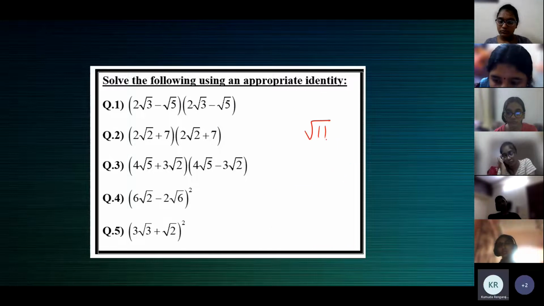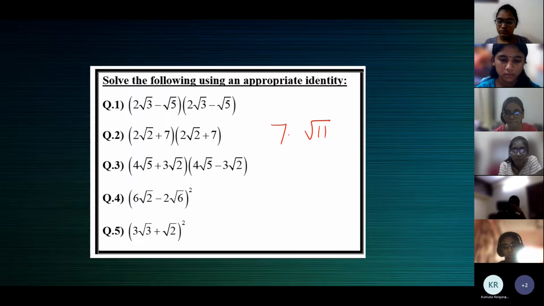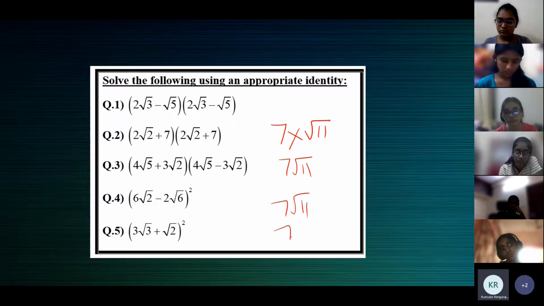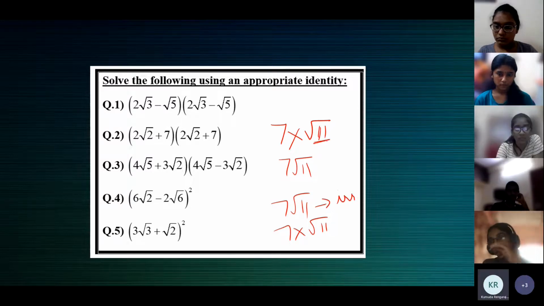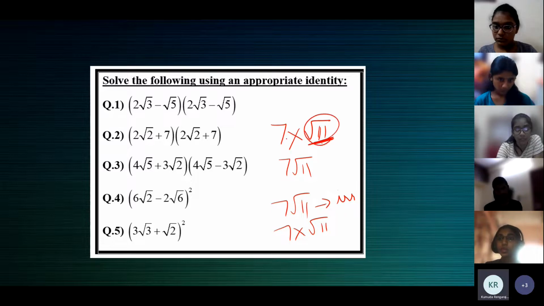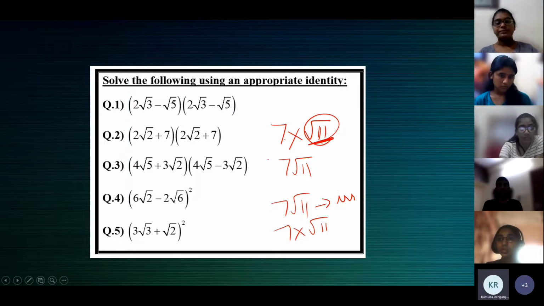Root 11 is irrational. 7 is rational. Their product is 7 root 11, meaning 7 into root 11 is 7 root 11. 7 root 11 is irrational because root 11 is a non-terminating, non-repeating decimal, and multiplied by 7 it will give you another non-terminating, non-repeating decimal.